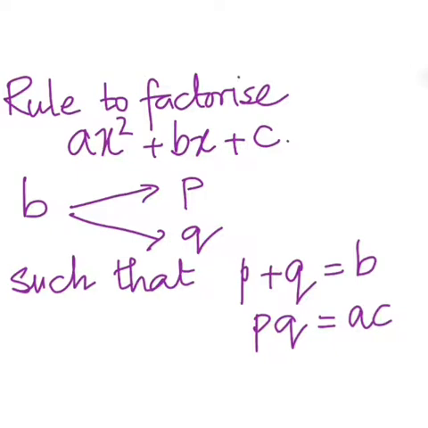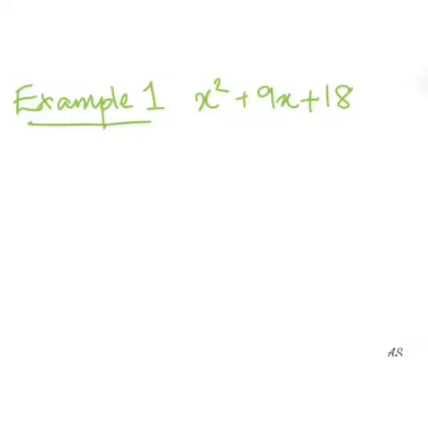So what we will do? We'll split b, which is the coefficient of x, into two real numbers. Let those two real numbers be p and q, such that the sum of p and q is equal to b, and the product of p and q is equal to the product of a and c. What is a? A is the coefficient of x square and c is the constant term.